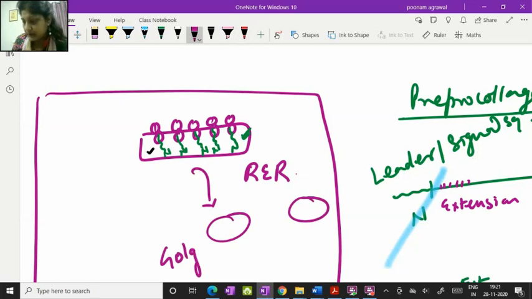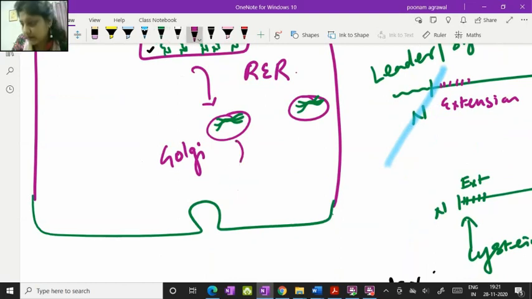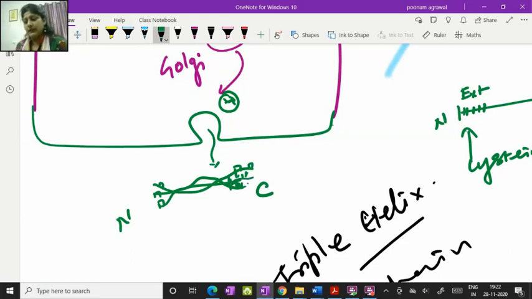Suppose this is the Golgi apparatus in the cell. The triple helix collagen is sent to the Golgi apparatus in this fashion, and it still has the interchain and intrachain disulfide linkages. The Golgi apparatus, with the help of certain vesicles, sends the triple helix structure into the vesicles, and these vesicles fuse with the membrane and secrete the triple helix outside like this. Still we have intra- and interchain disulfide linkages. At the N-terminal, as I have told you, there is only intrachain, and at the C-terminal there are intrachain as well as interchain disulfide linkages.